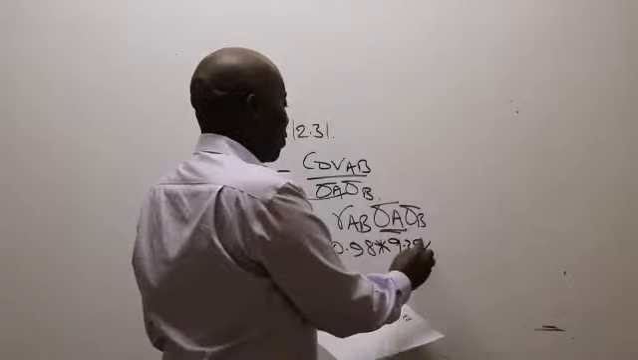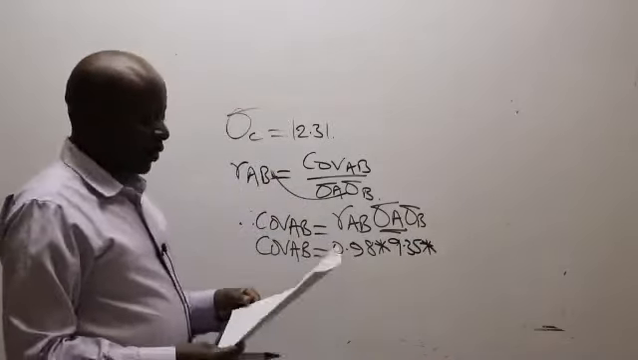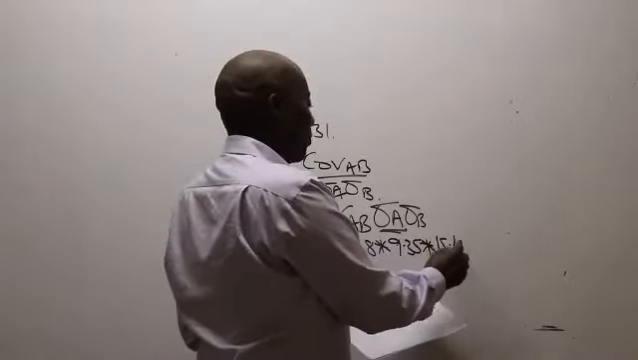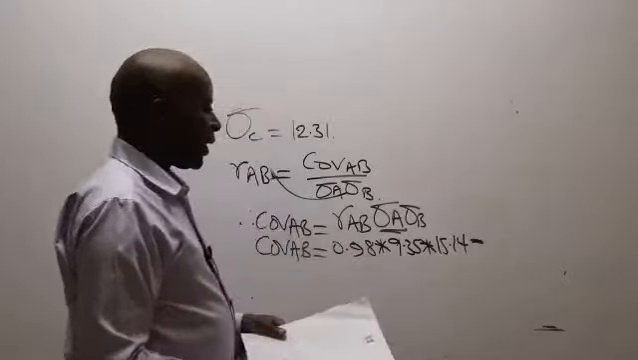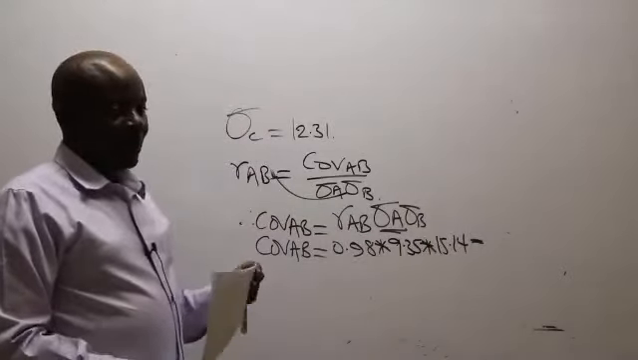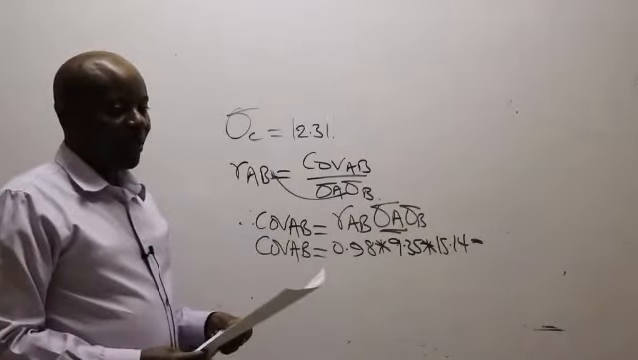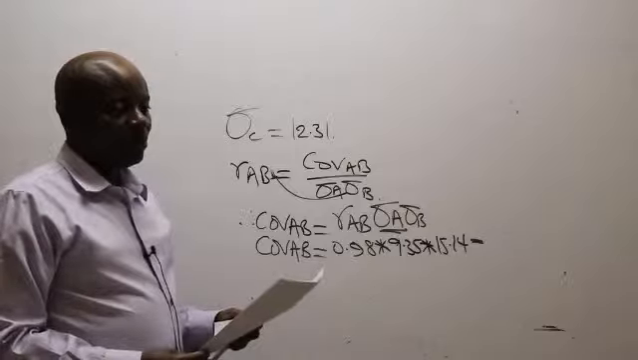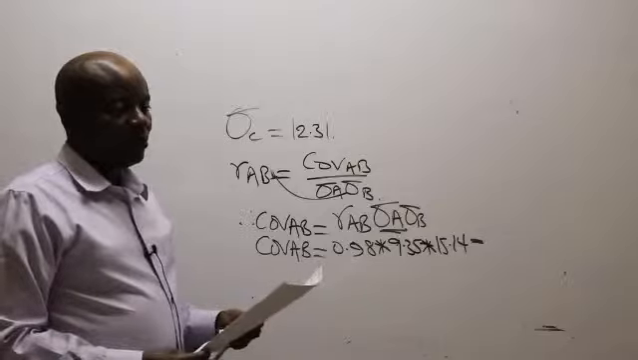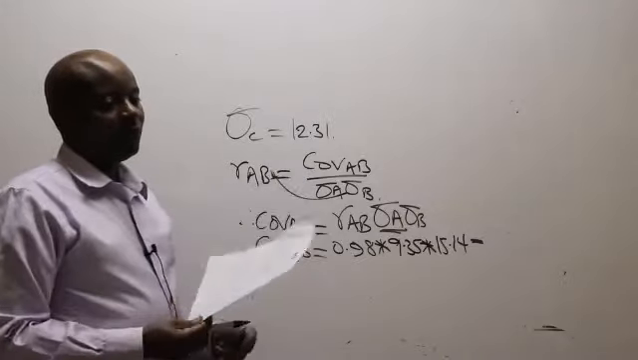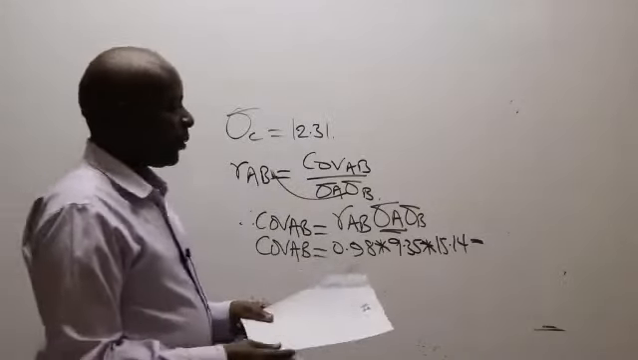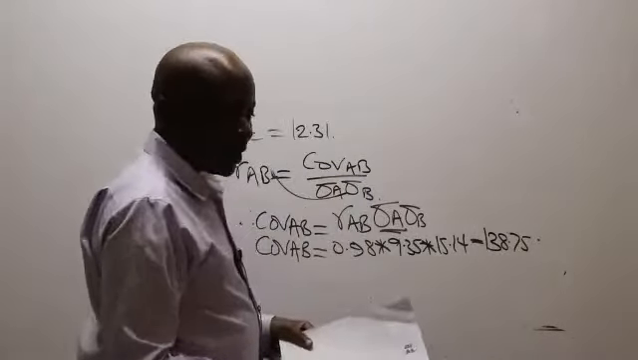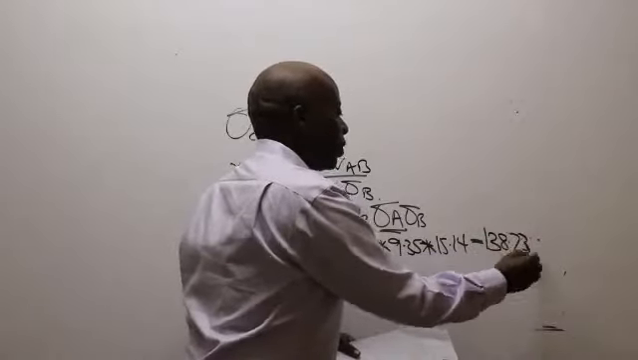How about the standard deviation of B? The standard deviation of B is 15.14. Thank you so much. So then could you kindly give me the covariance between A and B? 138.73. Thank you very much.